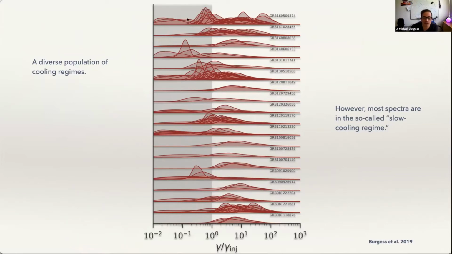And so if you're on this side of the line, or in this gray region, you're in the fast cooling regime. If you're in this region, you're in the slow cooling regime. And as you can see, there's kind of a mixture, but it's mostly in this moderately fast cooling or slow cool regime. So that's what the data give us. And if you fit this type of synchrotron function to the data, this is the answer that you get.